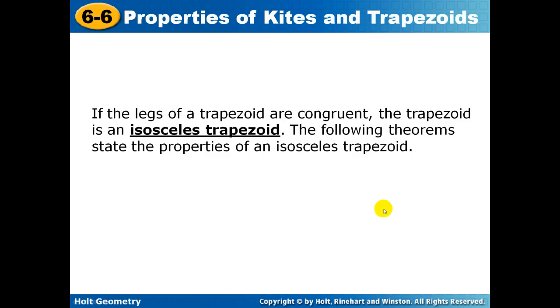But first, we got to talk about the one special type of trapezoid, the isosceles trapezoid. Now, we know isosceles triangles have two congruent sides, so that makes it isosceles. So isosceles trapezoids are the same thing. They're trapezoids that have two congruent sides. Specifically, it's the legs we're talking about. If the legs are congruent, then it's an isosceles trapezoid.